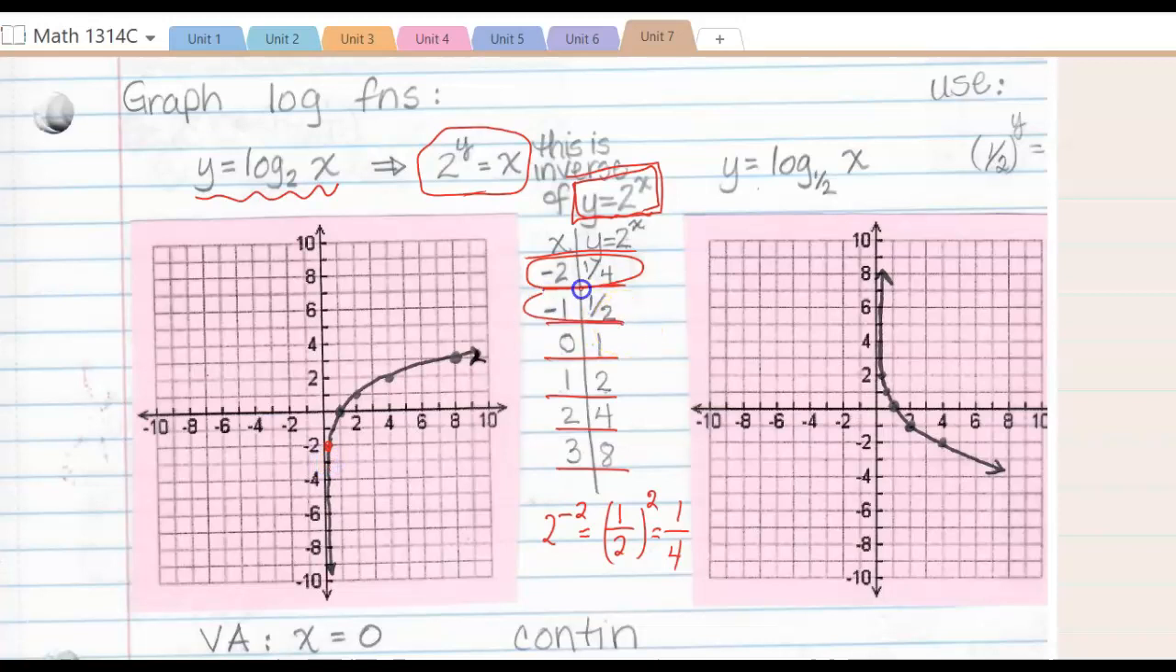We're going to do the same thing for -1. Remember, that just causes us to do a reciprocal. So the reciprocal of 2 is 1/2. Because I am doing the inverse of it, I'm going to go to 1/2 and -1.